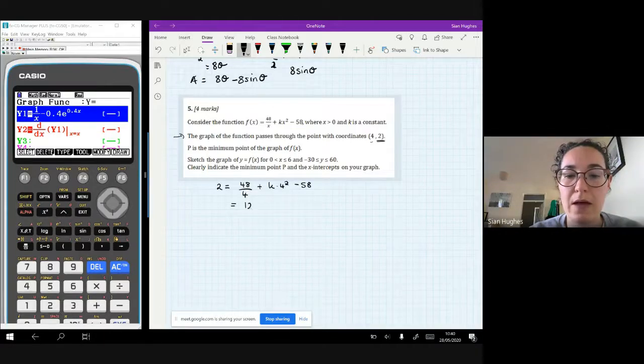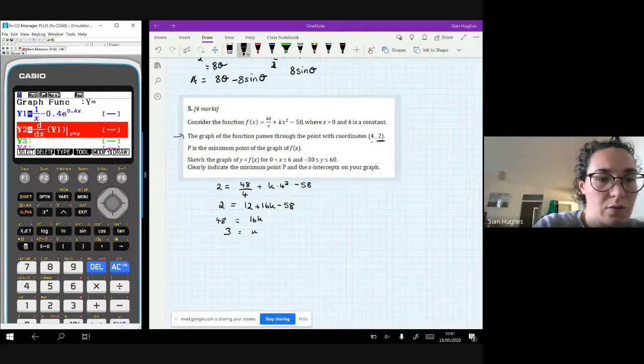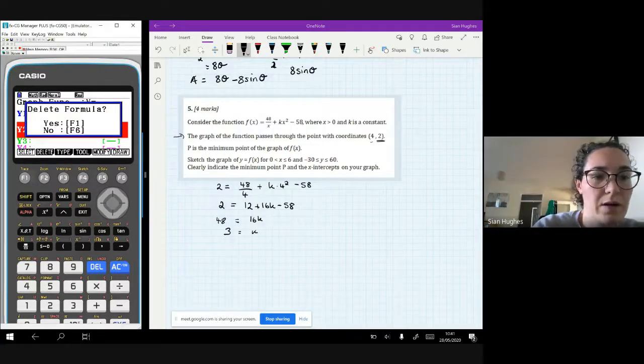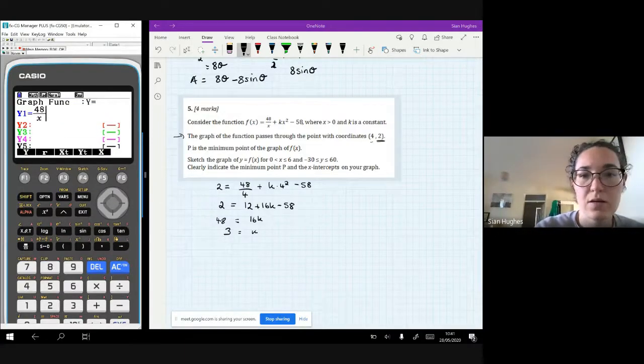And if we simplify that, we get 12 plus 16k minus 58 is 2. If we move all the numbers to the other side, we get 48 is 16k, because we get 60 and then minus 12, and so k is 3. Now we could go ahead and sketch it. So I'm going to delete the second function because I don't want to see that one, and we'll type this one in. So 48 over x plus 3x squared minus 58.